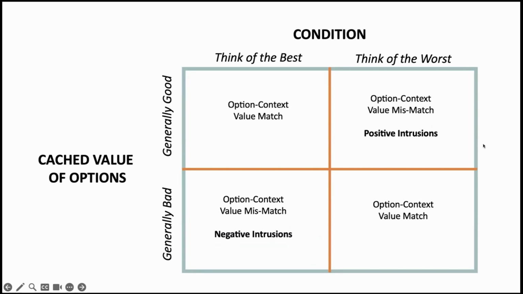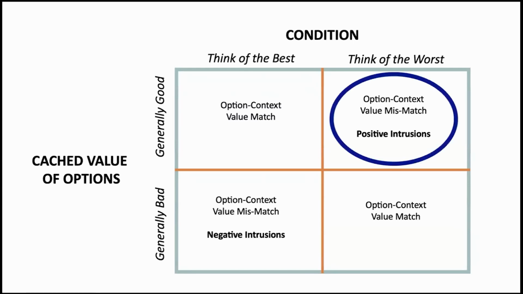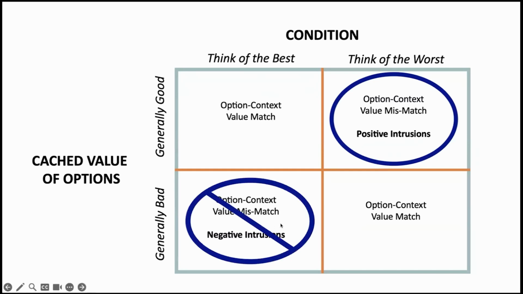So in this study, what we would predict would be that we would find evidence for positive intrusions. Like when you're trying to think of the worst, positive things come to mind, sort of accidentally or in a not controlled way. And if you're trying to think of the best, you don't get many negative intrusions. So that's one prediction in this case.